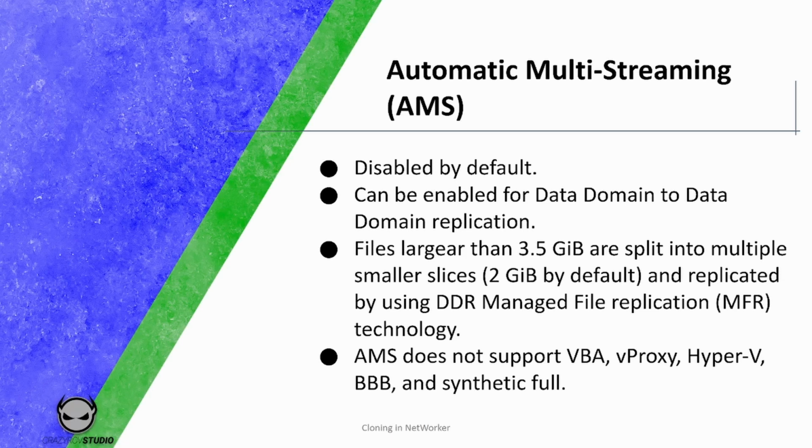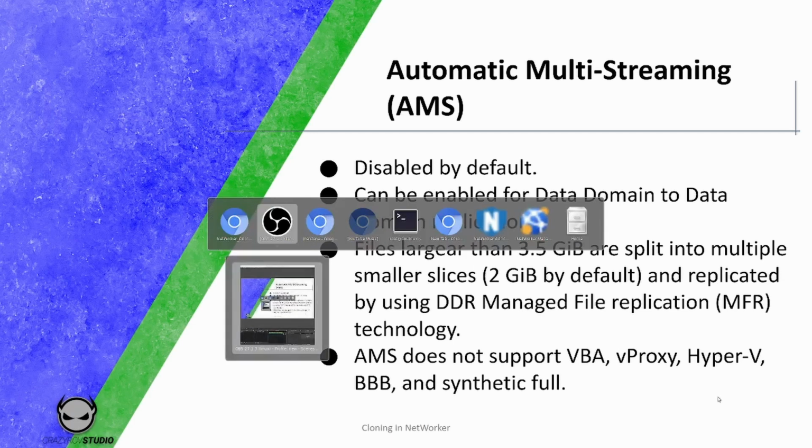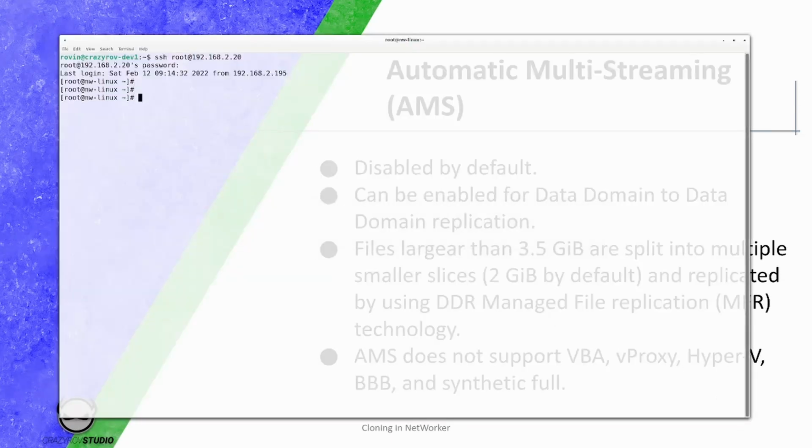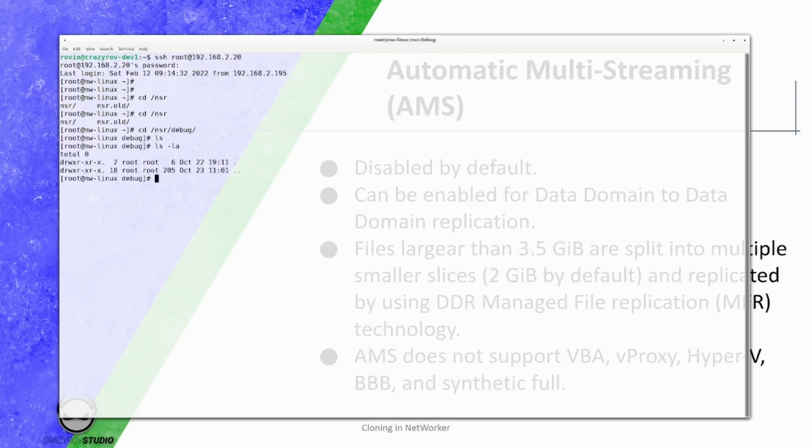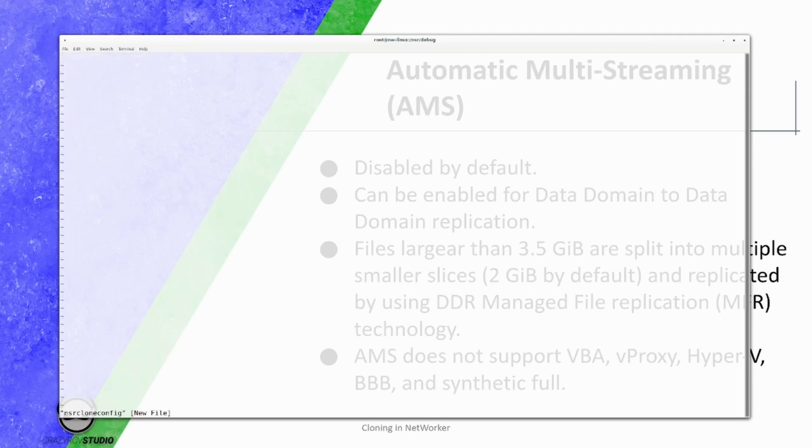Now let's take a look at how to enable AMS on your backup server. For this, we will have to hop on to our backup server, which in our case is NW Linux. In NetWorker lately, most of the fine-tuned configuration that is not available directly on the UI has to be done in the location nsr debug. If you see now, there are no files here. Let's go ahead and create a new file in here for enabling AMS. Create a file with the name nsrcloneconfig. nsrcloneconfig is a fine-tuning parameter file that you can keep in here.